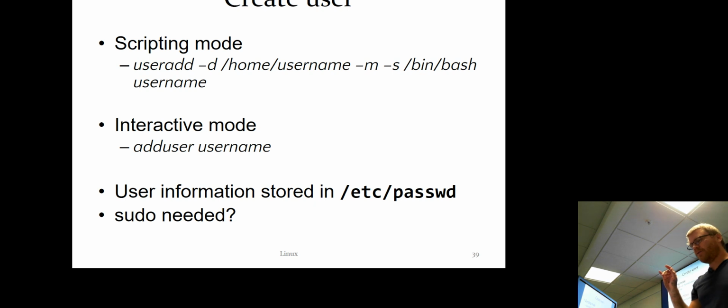One word on creating users. There are two ways. There's one scripting mode where you put all the parameters for creating a given user in one line. That would be useradd -d, that's the home directory, -m, actually create this home directory, -s, what's the shell, /bin/bash, and then the username. It asks you for a password, and then the user is set up. And then there's the interactive mode that I used before.